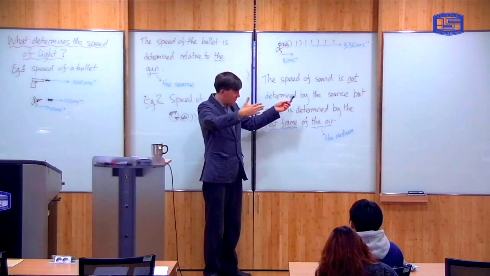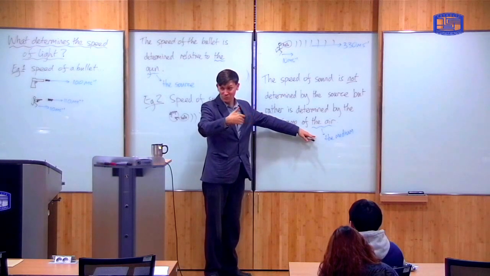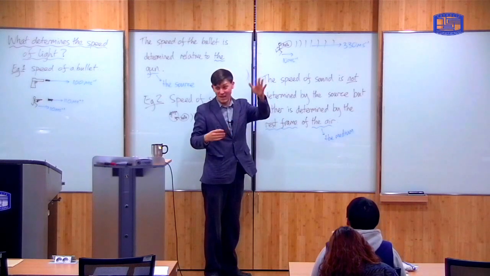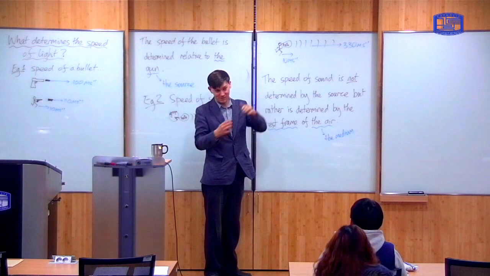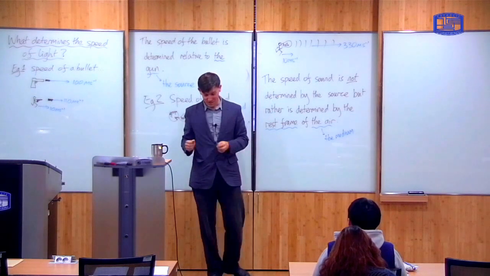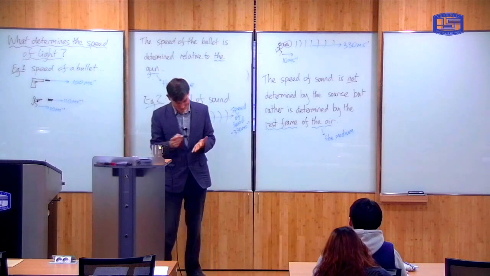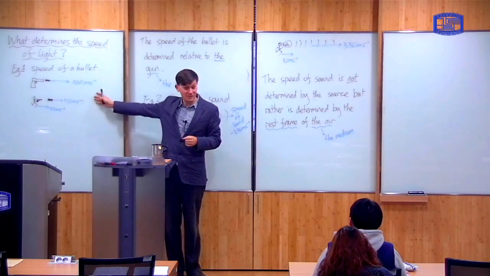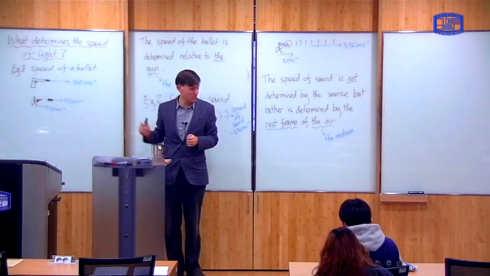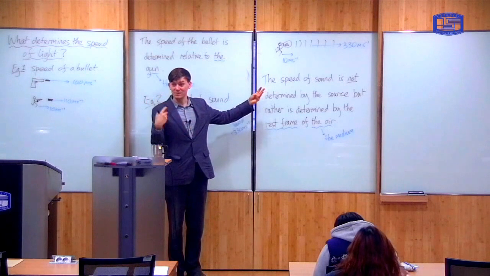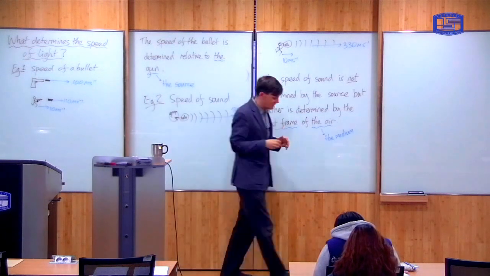Whereas sound is a disturbance in a medium. What is sound? Sound is oscillations of pressure in the air. It's a wave moving in the air. So we can crudely divide these two cases: this is the behavior of particles, where speed is determined by the source, and this is the behavior of waves, where the speed is determined by the medium. So we can ask, what about light?